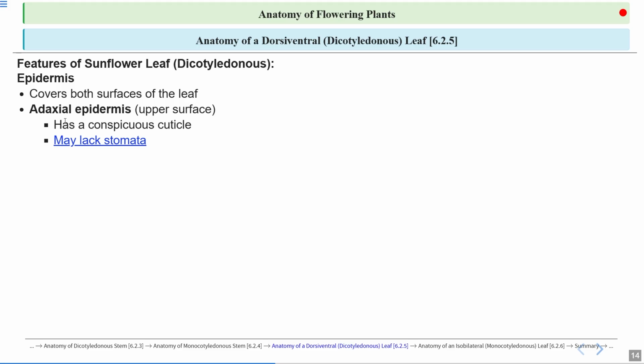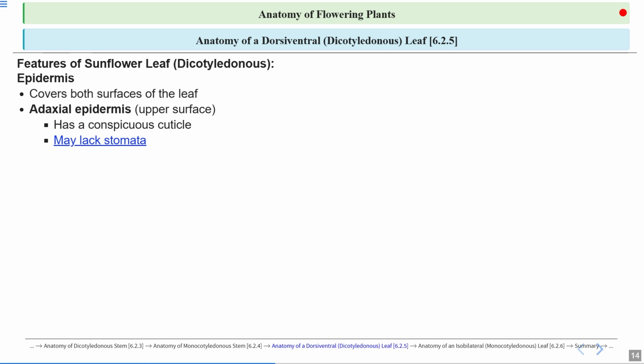Both the surface of the leaf. Now, adaxial epidermis. Adaxial means upper layer of the epidermis. Upper surface means this epidermis is present on the upper surface of the leaf. It has a conspicuous cuticle. The cuticle is more at the adaxial epidermis.